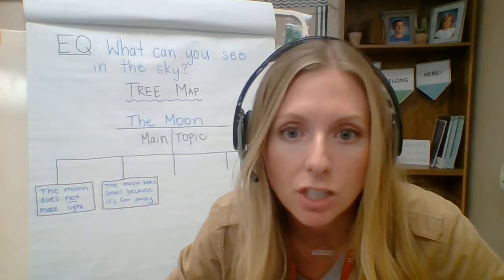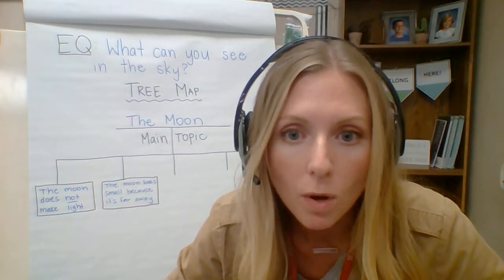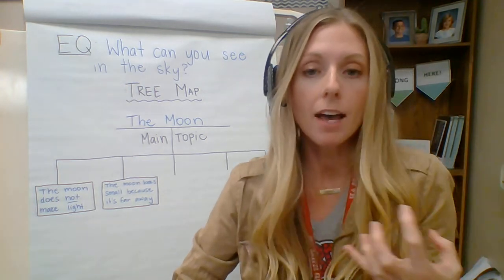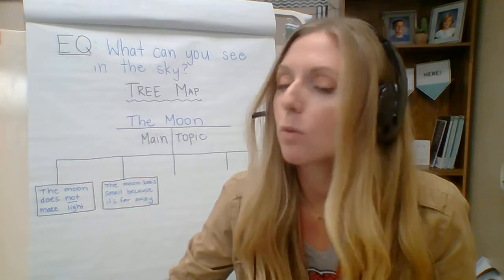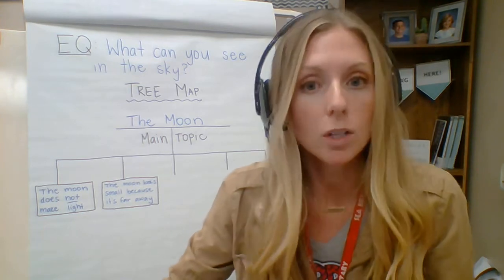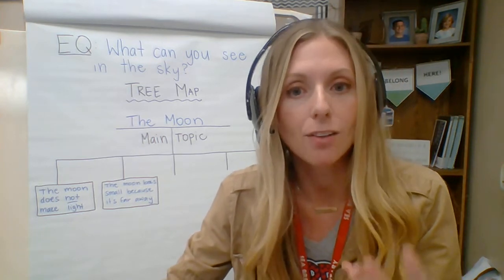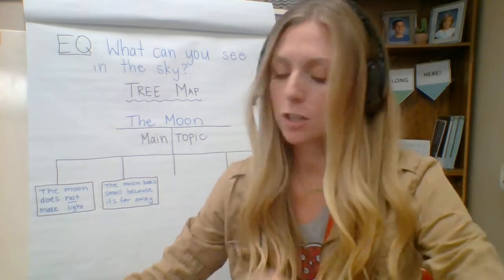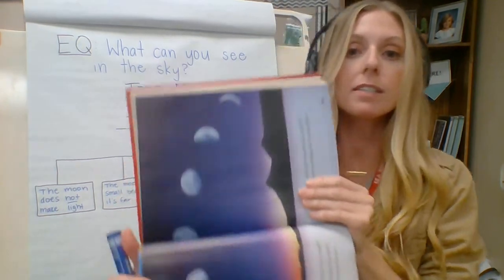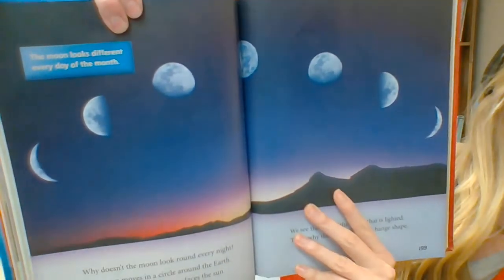Does it really actually change its shape? No, it's just showing us here on Earth the reflection from the sun. So it's not really changing its shape. We're just seeing different angles of light from the sun. Isn't that amazing? So let's see what we can write. Let's start with that first caption where it says the moon looks different every month.